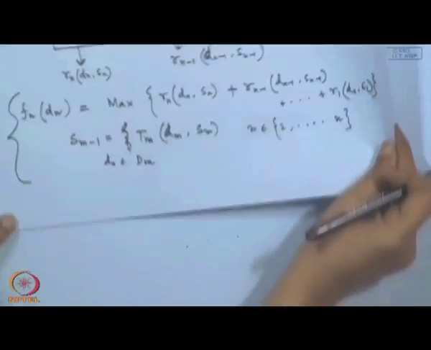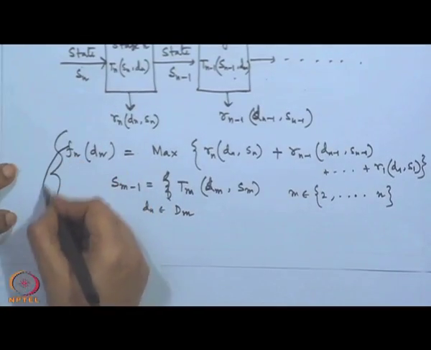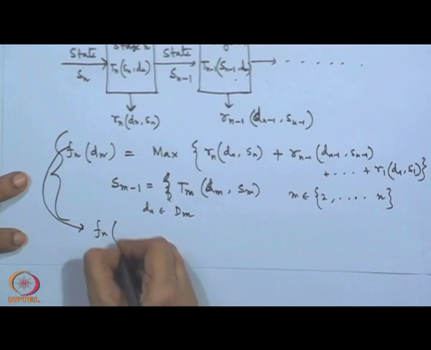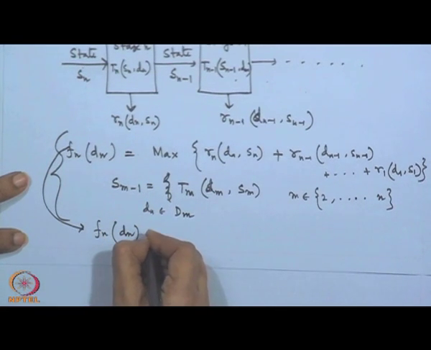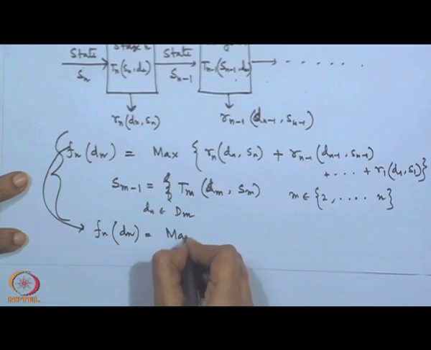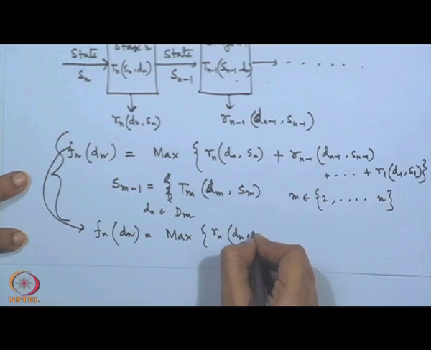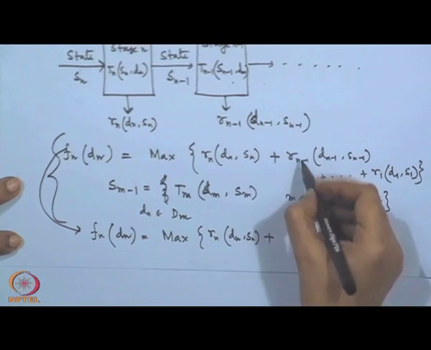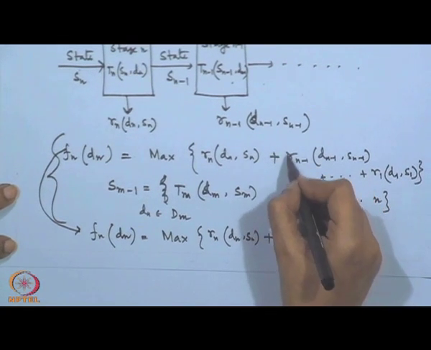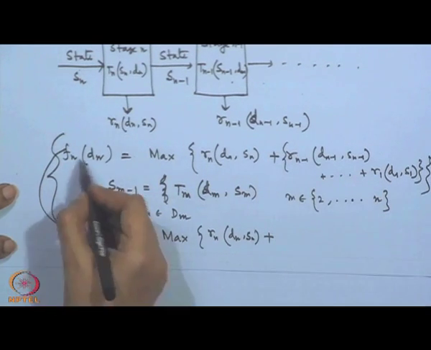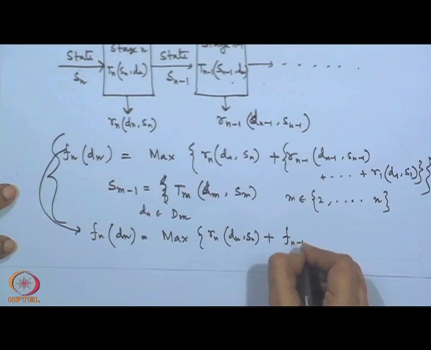In another way also we can write it. You have seen the same pattern previously: fn(Dn) is equal to maximize rn(Dn, Sn). And if I consider the whole part from here to here, this is fn minus 1(Dn minus 1).